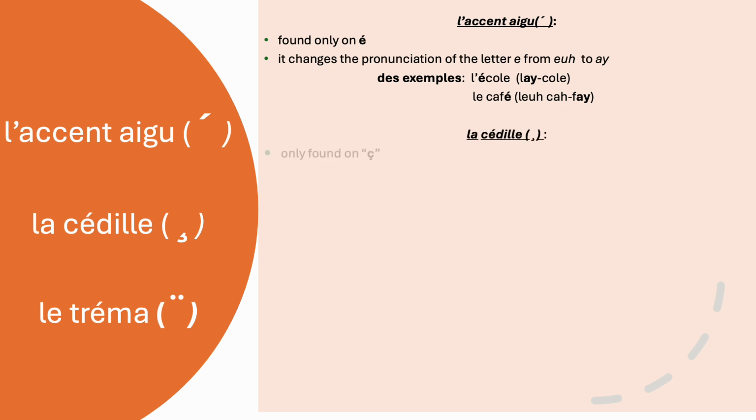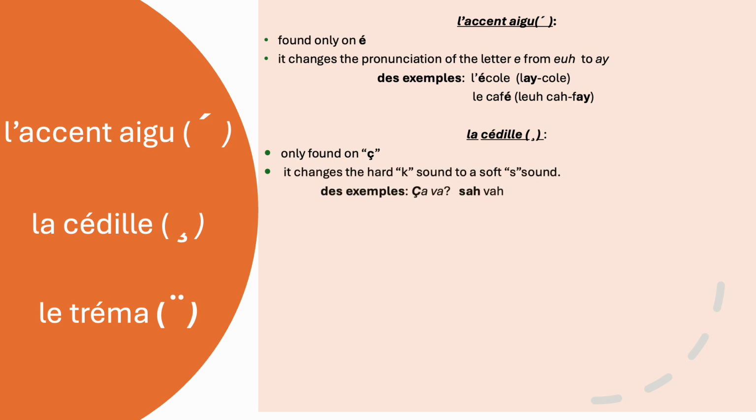La cédille is only found on the letter C. It changes the hard K sound to a soft S sound. Des exemples, ça va, le garçon. Otherwise, they would be pronounced with a hard K, but they are pronounced with a soft S.